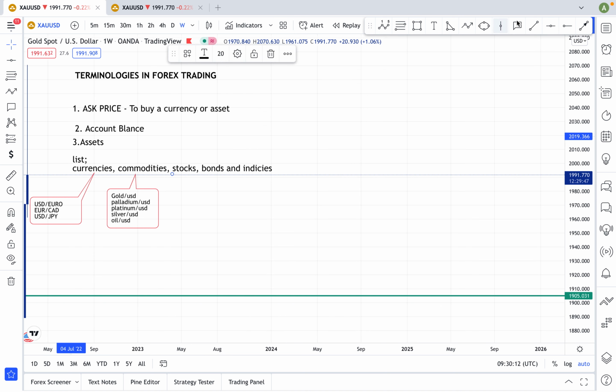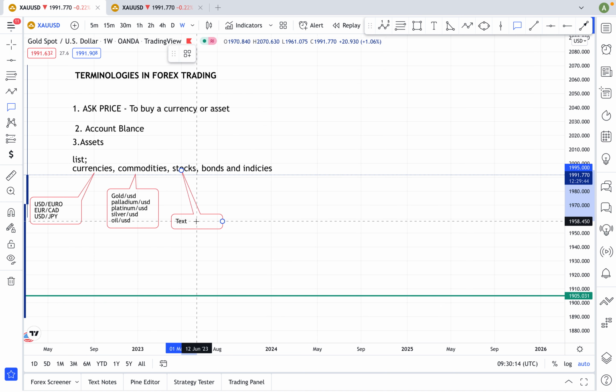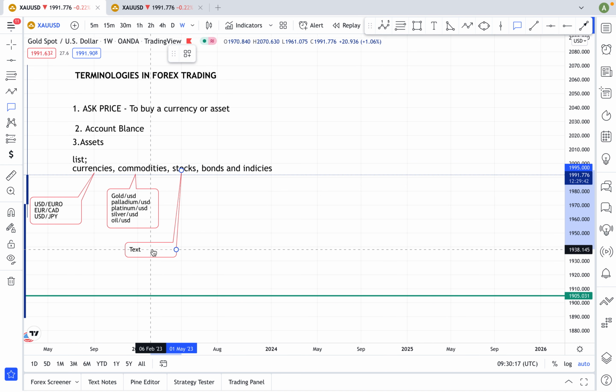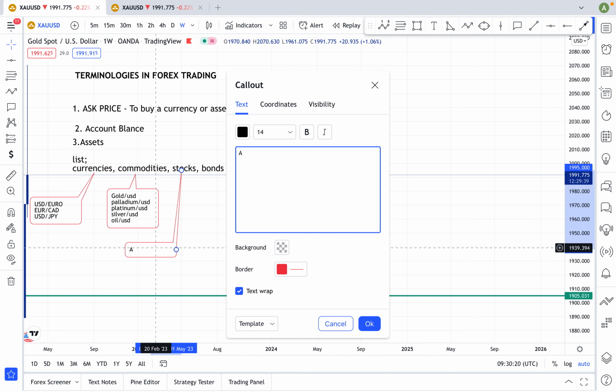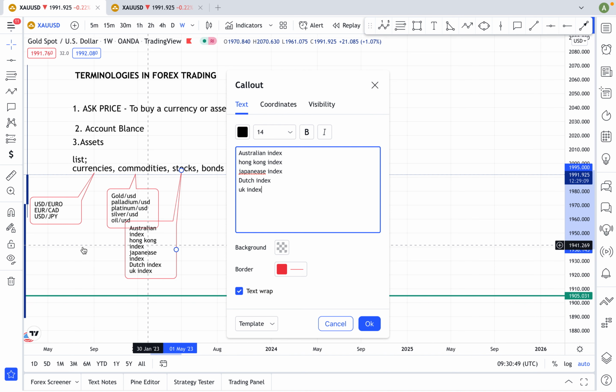So when it comes to stocks, you have the Australian index, we have the Hong Kong, we have the Japanese, we have the Dutch, we have the UK index. We'll just stop there.